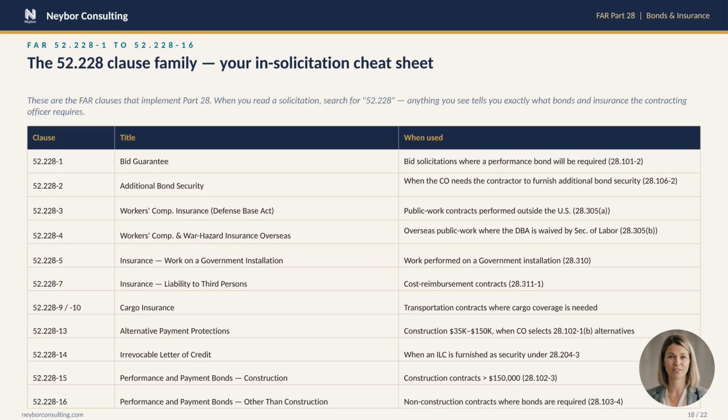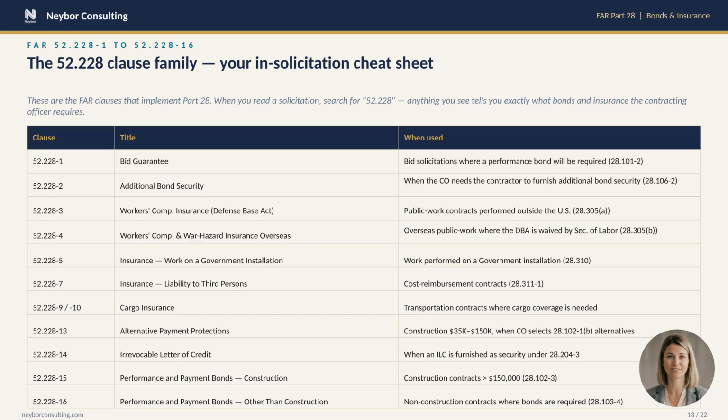52.228-3 and -4 are the overseas workers' comp clauses we just discussed. 52.228-5 is for any work performed on a government installation, which is more common than you'd expect, since it can apply even when you're at, say, a Census Bureau facility. 52.228-13 implements the alternative payment regime for mid-tier construction. 52.228-14 governs the use of irrevocable letters of credit.